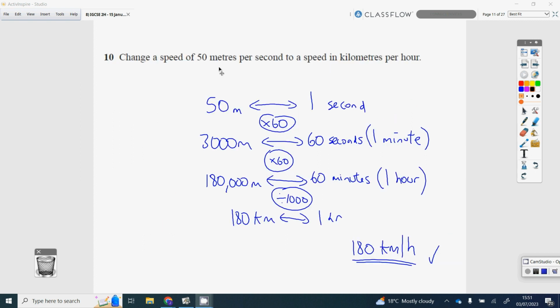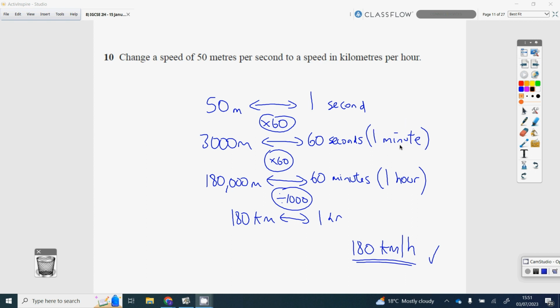So we're changing a speed which is 50 meters per second. Again, think about it proportionally. So 50 meters in 1 second. How far are you going to travel in 60 seconds, which is 1 minute? Well, obviously 60 times as far. So 50 times 60 is 3000 meters. That's how far you would go in 1 minute, in meters.